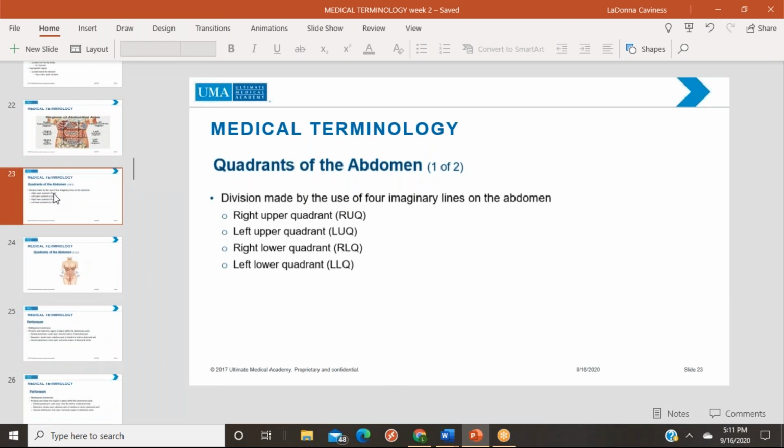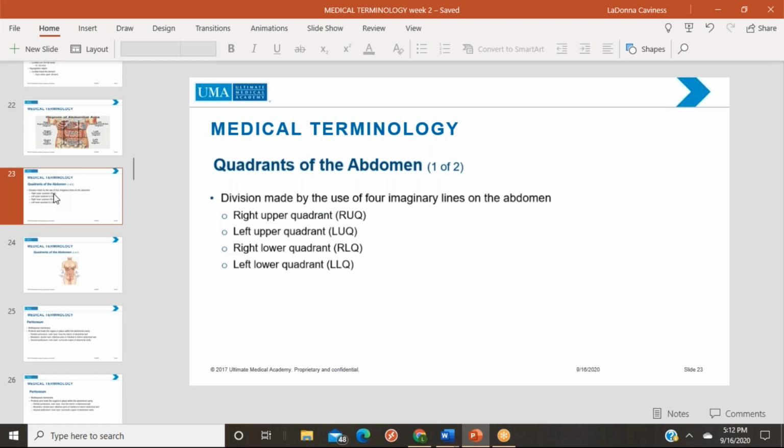Quadrants of the abdomen. Division made by the use of 4 imaginary lines of the abdomen. So when we refer to the abdomen, we could be referring to 4 different sections of that body part. And this is very important to know if you're planning on becoming a medical coder, because a lot of documentation is specific to right or left or upper or lower.